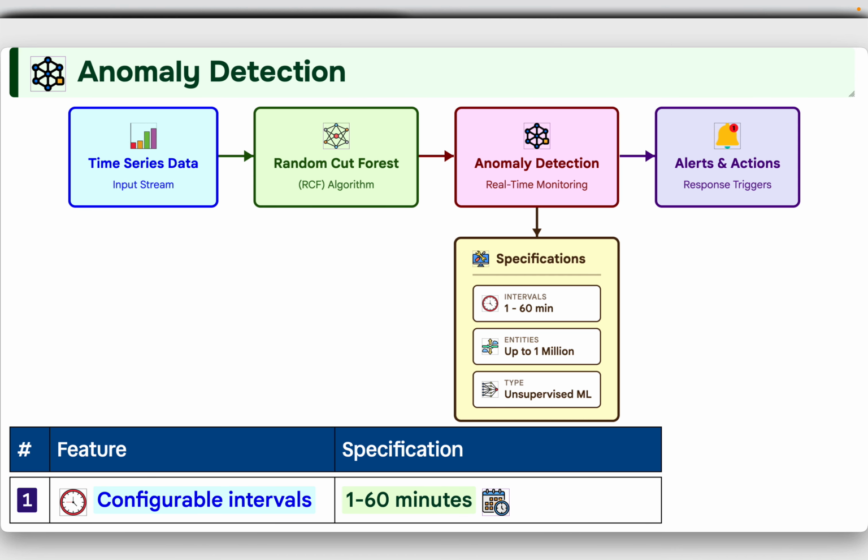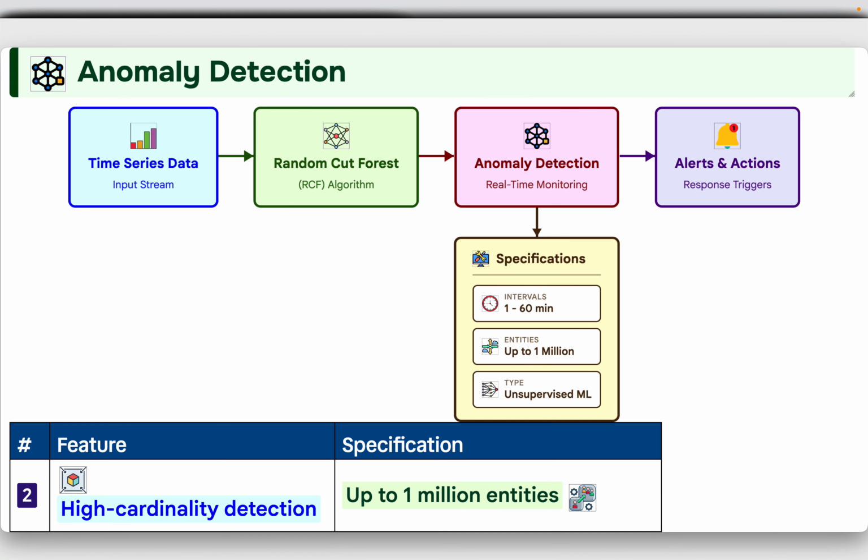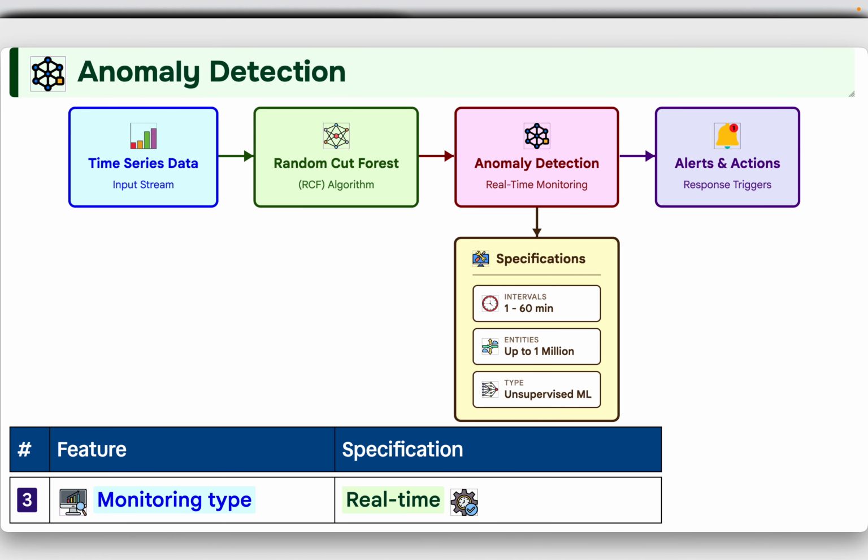The configurable intervals, so you can set detection intervals from 1 to 60 minutes based on your monitoring needs. The feature supports up to 1 million unique entities for high cardinality anomaly detection scenarios. The anomaly detection runs in real time to identify anomalies as they occur.